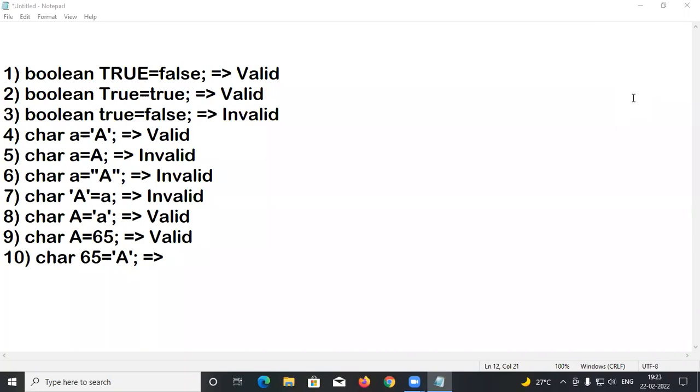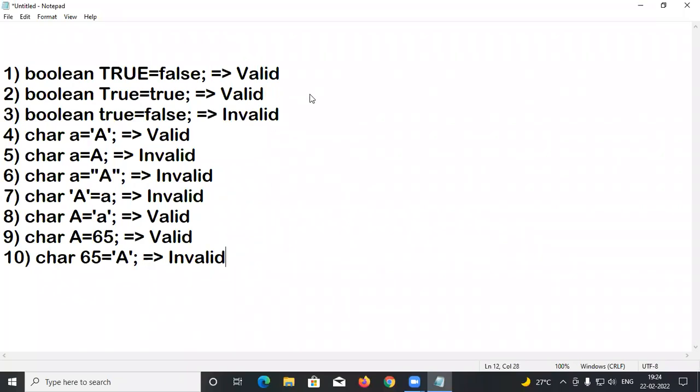So here, according to identifier rules, can we write digits? We can write them, but the first letter we cannot write. Identifier rules you studied, no? Digits we can write, but as a first letter, a digit is not allowed. That's why this is not valid, invalid.